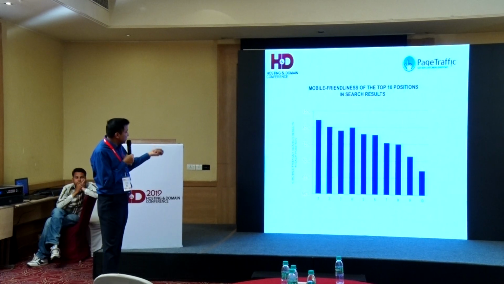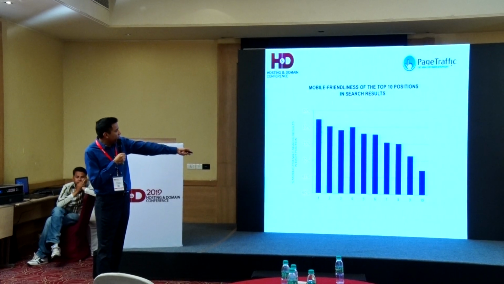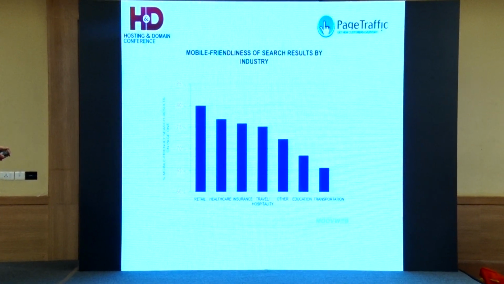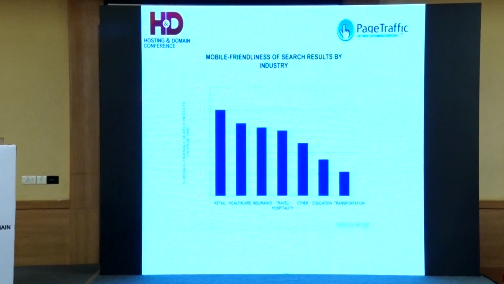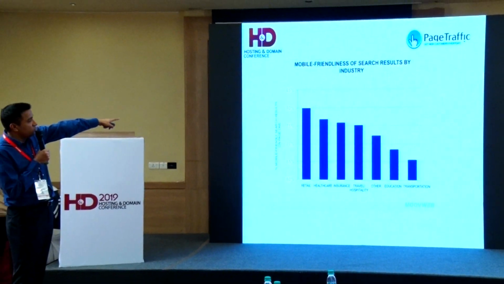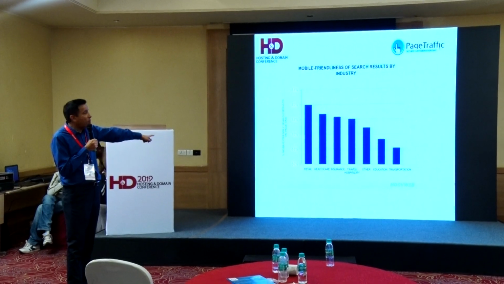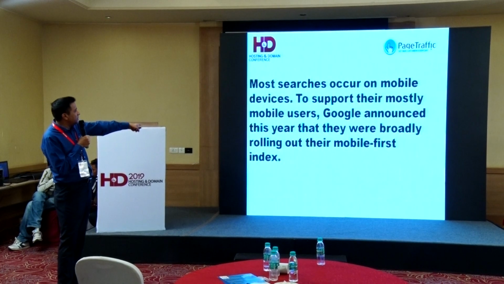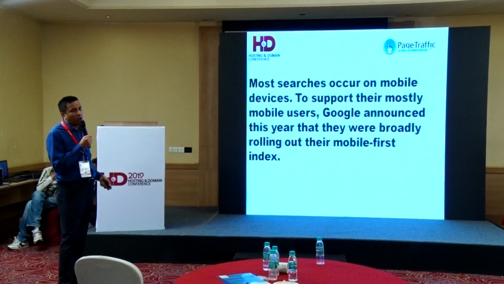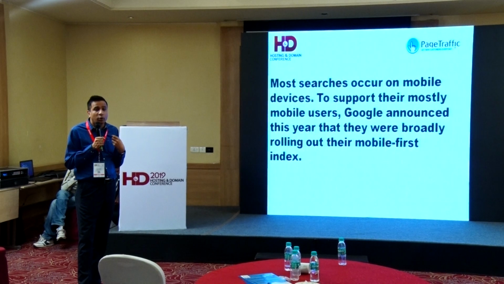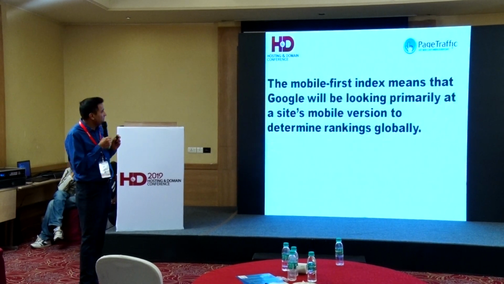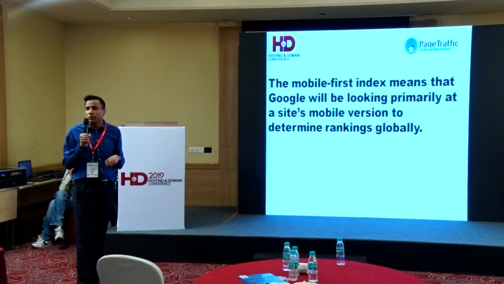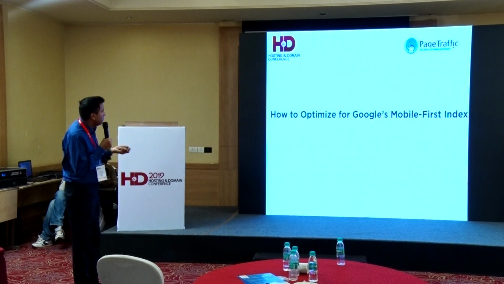Mobile friendliness of top results. This was last year, so you see how the top results are. Almost 68% are mobile friendly results. Mobile friendliness by industry: almost 80% of the retail industry has moved to mobile friendly. So you can see how mobile these are. Most searches occur on mobile devices. To support mobile devices, Google announced last year that they are rolling out the mobile first index. So when their crawler comes, it's first going to crawl your mobile site. Google will be looking primarily at the mobile version to determine ranking. So that becomes very, very important for you to be on.